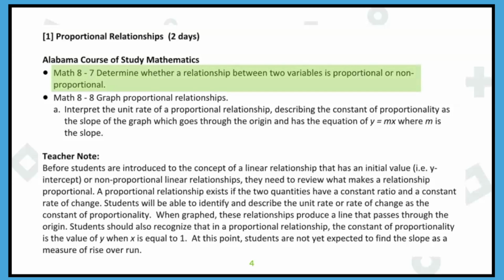Standard number 7 is new to the 2019 Alabama Math 8 course of study. Determine whether a relationship between two variables is proportional or non-proportional. So in this unit, students will study non-proportional linear relationships, aka slope-intercept form, but prior to doing that, they need to understand what makes a relationship proportional or non-proportional.